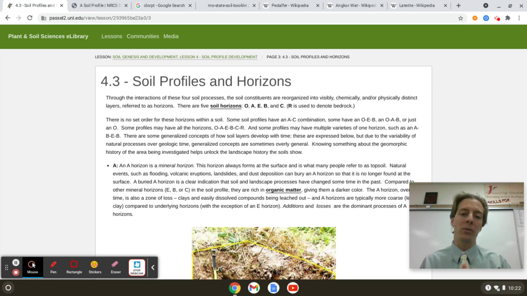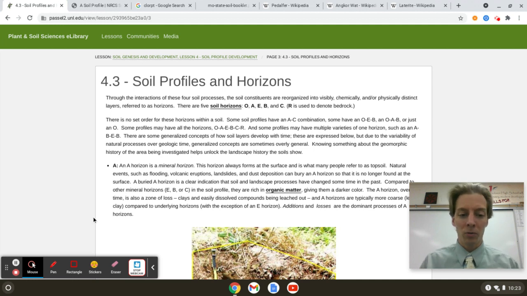And then you've got the C horizon. The C horizon doesn't really have a definition except that it's between B and the parent material, the bedrock. So the C horizon is partially weathered parent material. It's just the layer in between B and bedrock.